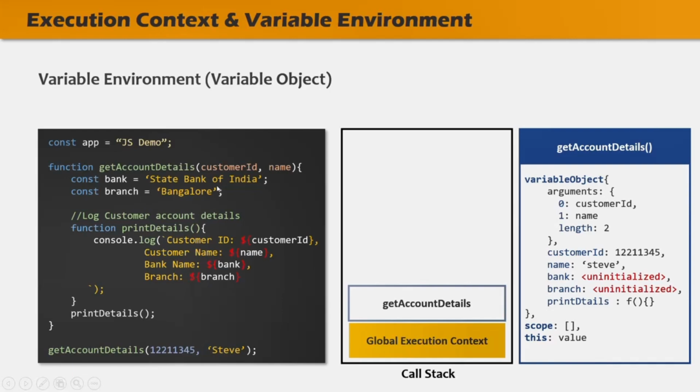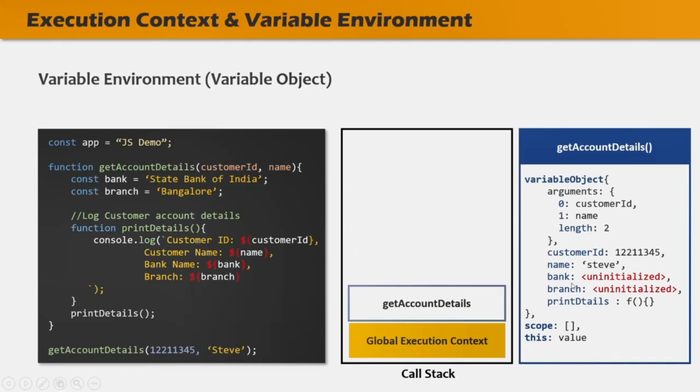Then JavaScript engine is also going to scan over the inner code. There it will find that we are declaring two variables, bank and branch. So it is going to create these two variables as a property on the variable object, as you can see, but it is not going to assign it with the values which we have actually assigned to those variables. Instead, it is going to assign them with this value uninitialized, because as you can see, these two variables are created using the const keyword. So as I mentioned earlier, a variable created using let or const will be assigned with this uninitialized during the creation phase.